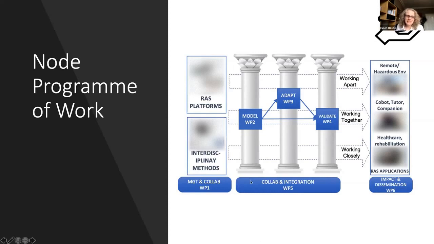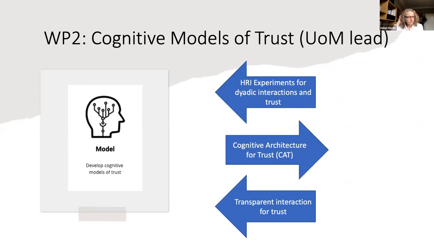So what I'm going to talk about now is each of these pillars and the work that we're looking at addressing and what we've done so far. The first one is cognitive models of trust. We want to base this on foundations from psychology and cognitive science.